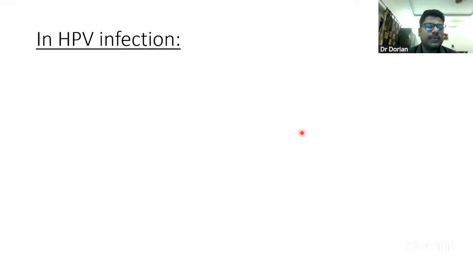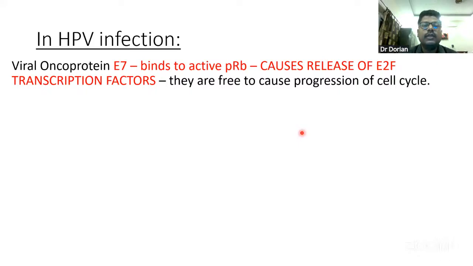So what happens in HPV infection? The viral oncoprotein E7 binds to retinoblastoma and inhibits its action. HPV has E7 and E6 oncoproteins. E7 binds to retinoblastoma, E6 binds to P53. Don't get confused. Multiple exams have asked this, and students always get confused regarding E7 and E6. Remember, 6 is upside down for P, so E6 binds to P53. E7 binds to retinoblastoma.